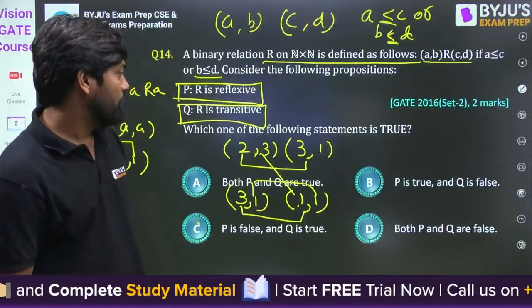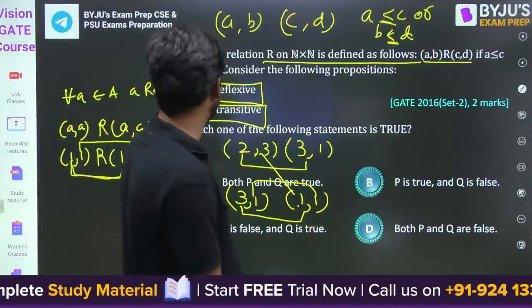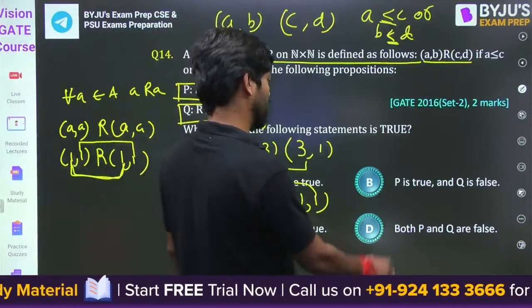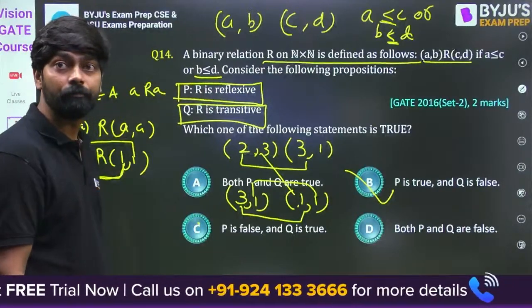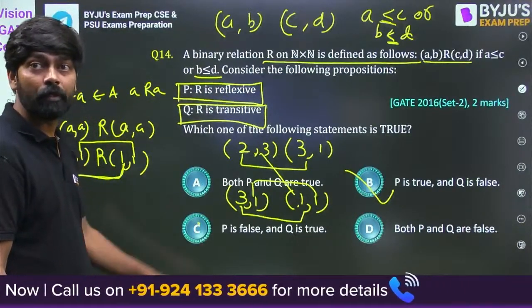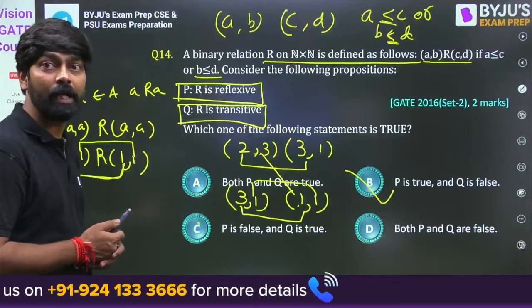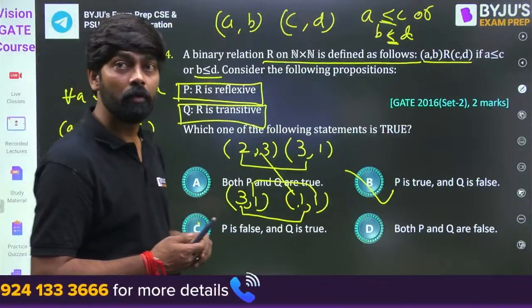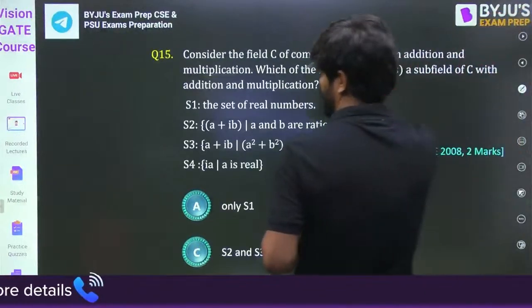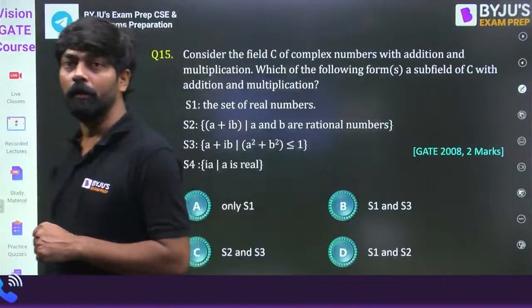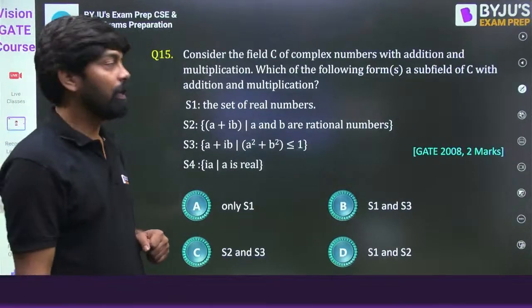So I think P is true and Q is false. Q is false means B is the right answer for this one. Are you getting my point? Okay, B is the right one for this one. Okay, now see clearly this question, my dear friend.